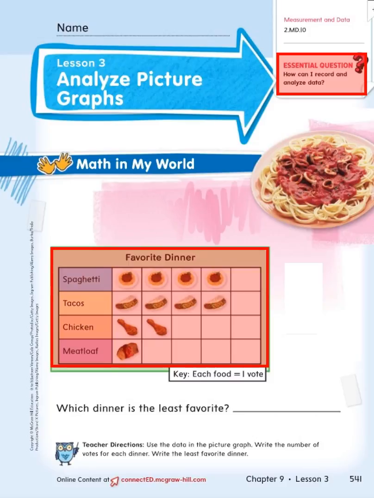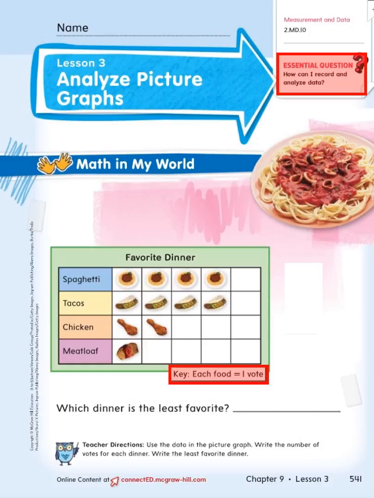Oh boy, I think I'm going to get hungry again while teaching you. And under that, of course, we have our key, which tells us that each food item equals one vote. Later, one food item might represent 3 votes or 8 votes, but for now it's just one. So, people were asked what their favorite food item was. And we can see that there were 4 for spaghetti, 4 for tacos, 2 for chicken, and 1 for meatloaf. I can't believe meatloaf only got 1 vote.